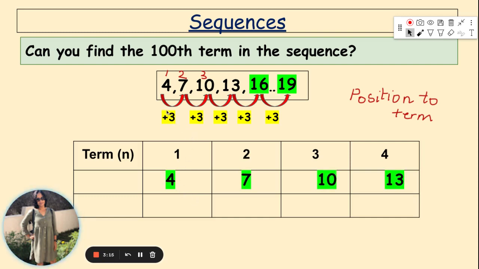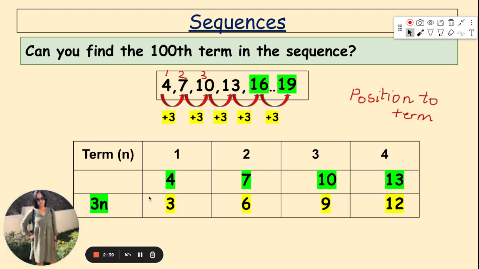Now, if I look at my sequence, you can see that we are going up by 3. We are adding 3. So as a rule, we are going to put the times table of 3 in our table here. So 3 times 1 is 3, 3 times the second position, 3 times 2, is 6, 3 times the third position is 9, 3 times the fourth position is 12. So what have we done? I'm going to call the term position n, and we have just written down 3 times n. So we've written down 3n.